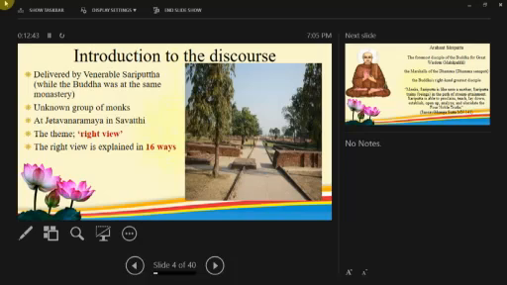The theme of the discourse was right view, Samma Ditthi. In the discourse, the right view is explained in 16 ways. Did you get that? There are subtopics. It's easy to understand. There are 16 ways that Venerable Sariputta explained the right view. So we will be discussing all these factors in detail, but today we'll cover at least the first two, with the background information.